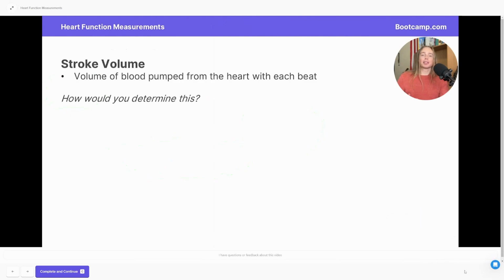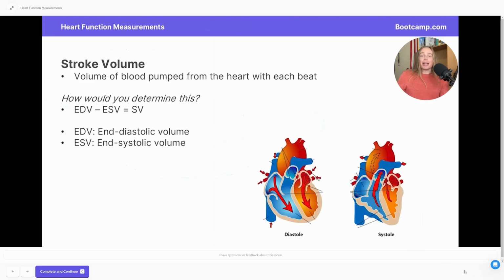Recall that this is because the left and right ventricles in a healthy heart will be ejecting the same volume of blood. So, what's a way that you could calculate the stroke volume? A great way to determine stroke volume is to take the amount of blood just before ventricular contraction and subtract that by the amount of blood that's left over after ventricular contraction. This will in theory tell us how much blood was pumped out during that ventricular contraction.